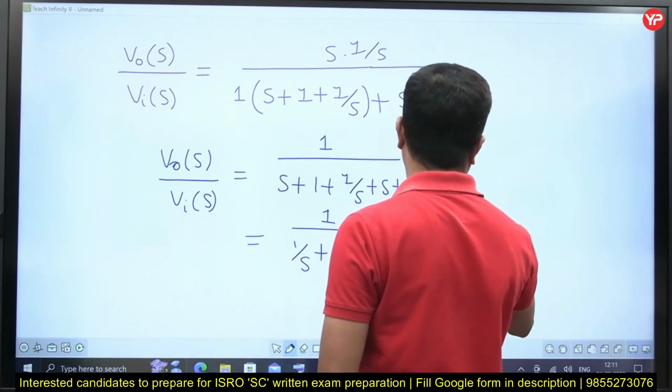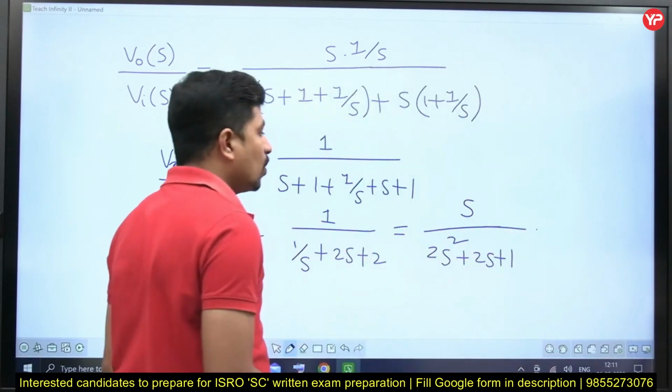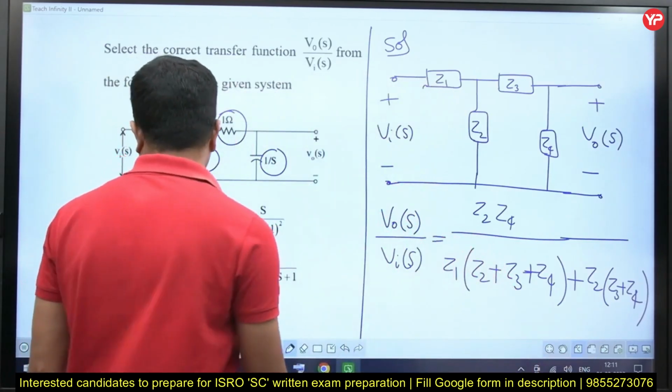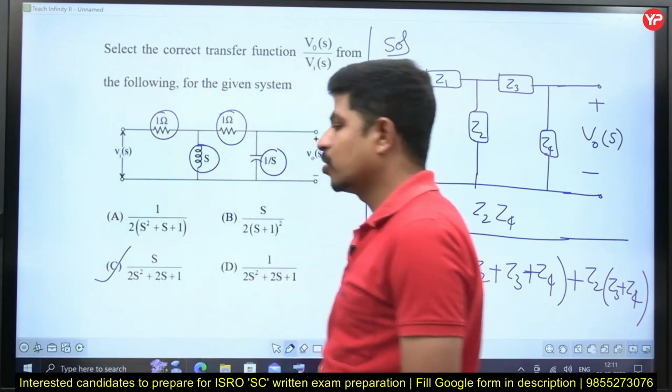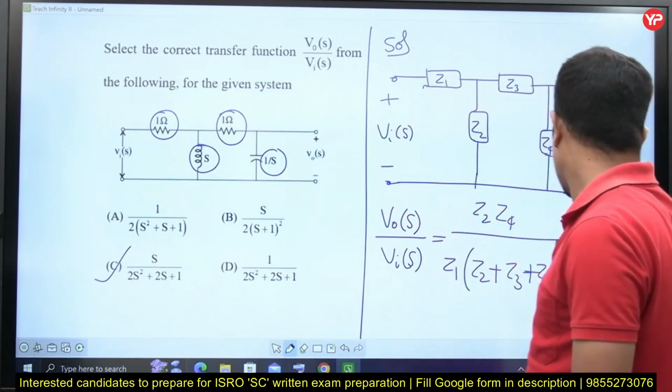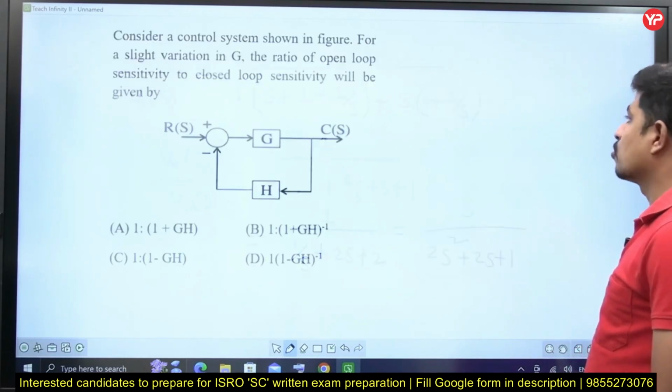In the numerator you are going to get it as S. S by 2S square plus 2S plus 1. Choice is C. Option C is the perfect answer. Let's go to the next question.